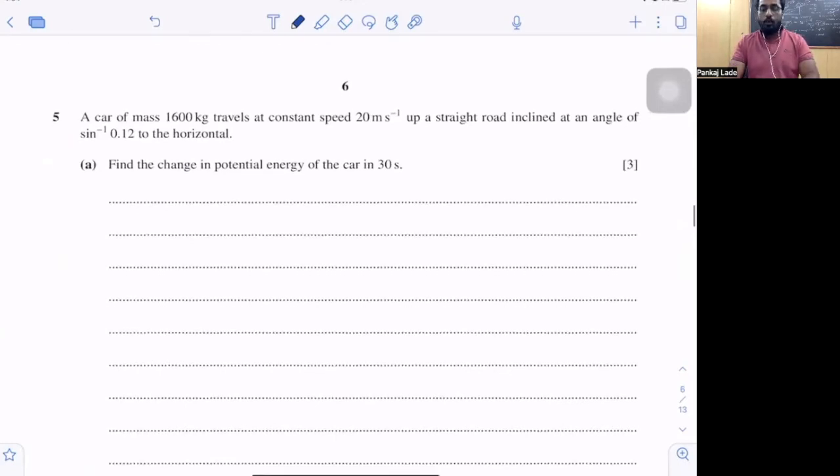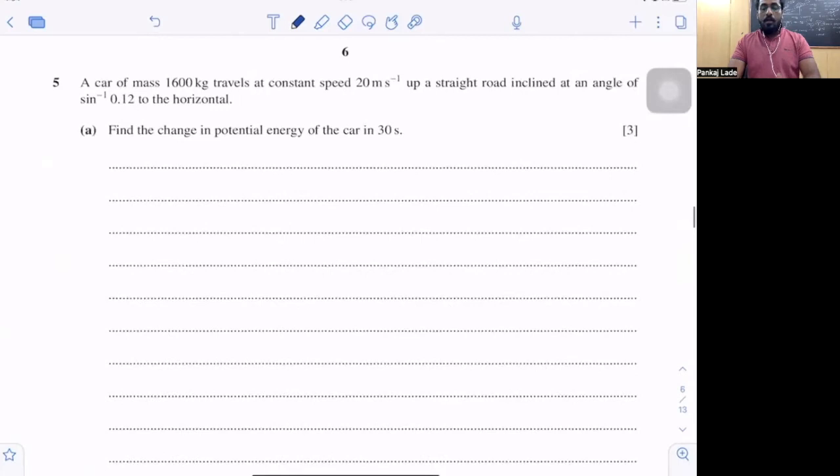So let's see what we have in question number 5. So what's question number 5, students? A car of mass 1600 kg travels at constant speed 20 meter per second up a straight road inclined at an angle of sine inverse of 0.12 to the horizontal. Let's not worry about what sine inverse of 0.12 is. This is an angle. If you take sine inverse of 0.12, it will come to some value.